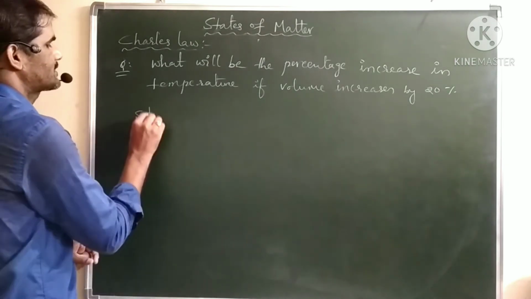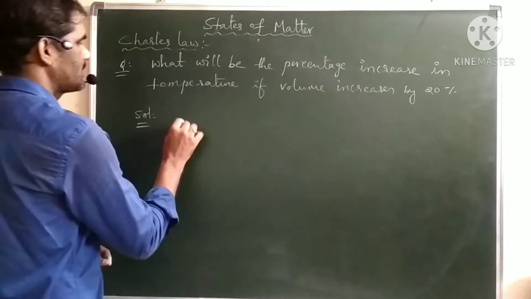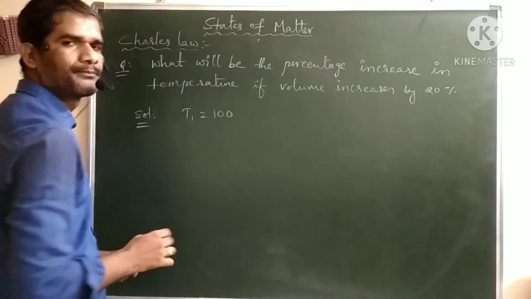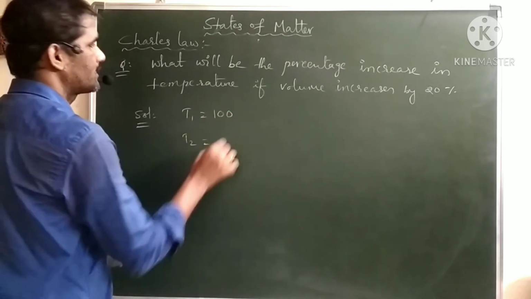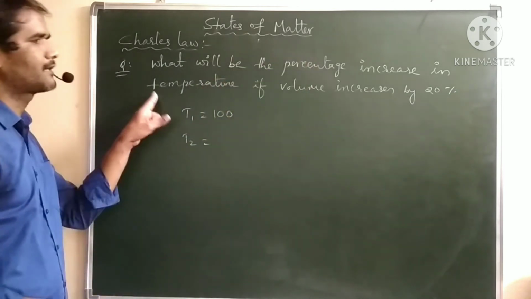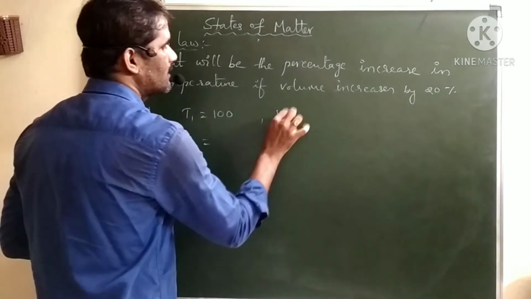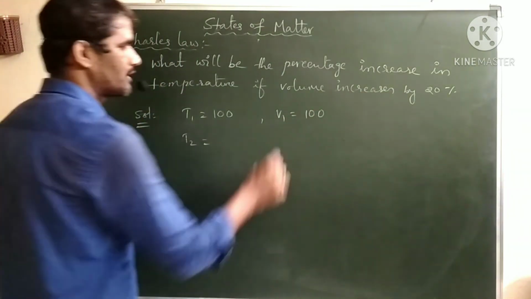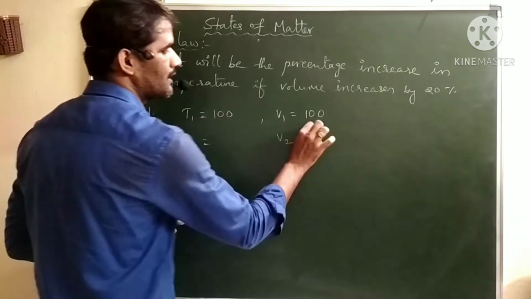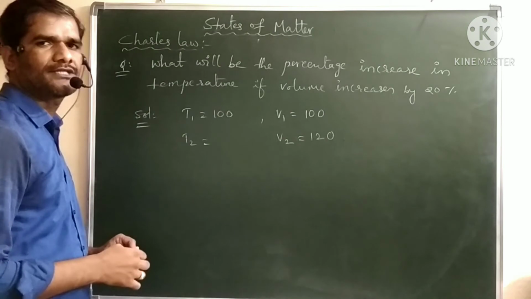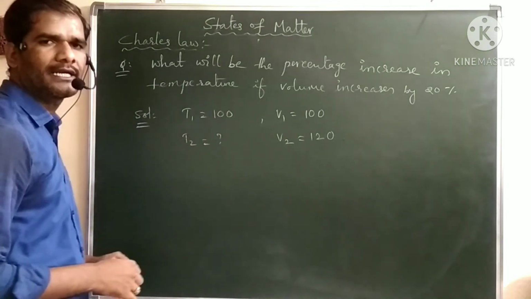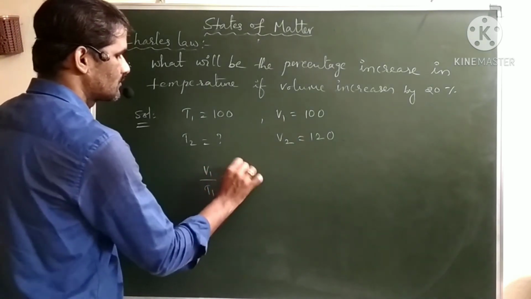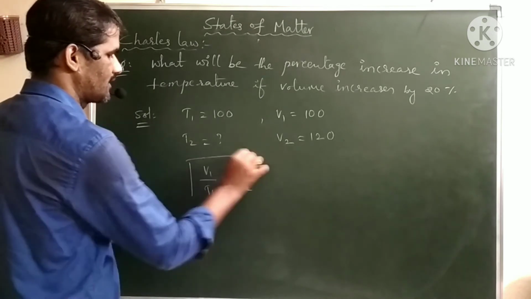Now the solution for this. Let us assume initial temperature T1 is 100 and final temperature T2. Now we have to calculate percentage increase in temperature. Now V1 volume, let us assume 100, and what is the volume increase in 20%? Then V2 will be, for 100%, 20 is 120. Now we have to calculate what is the T2. Then V1 by T1 is equals to V2 by T2.